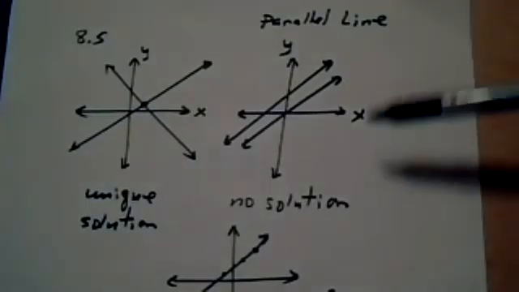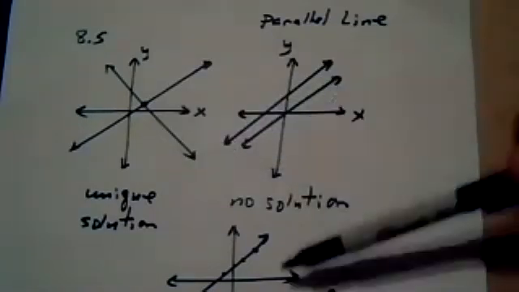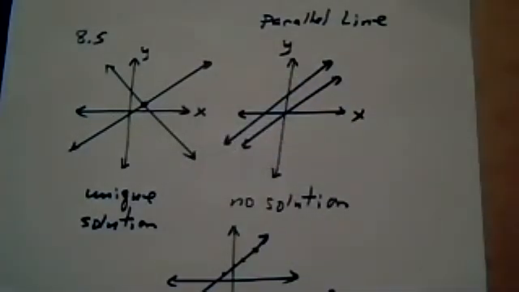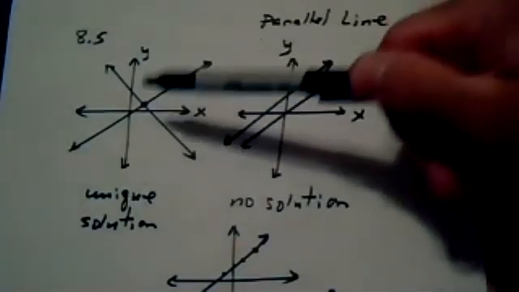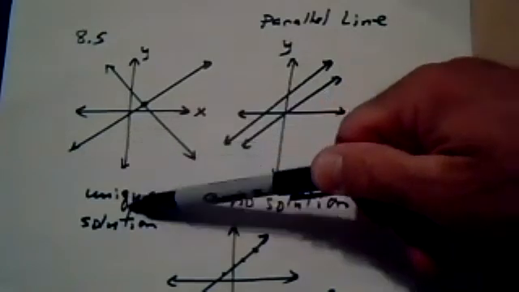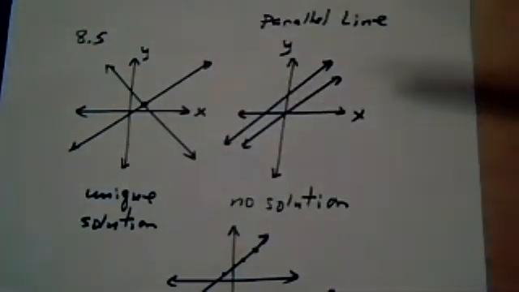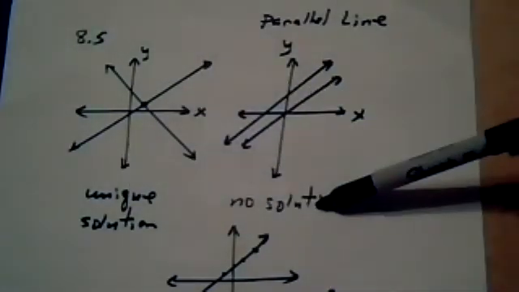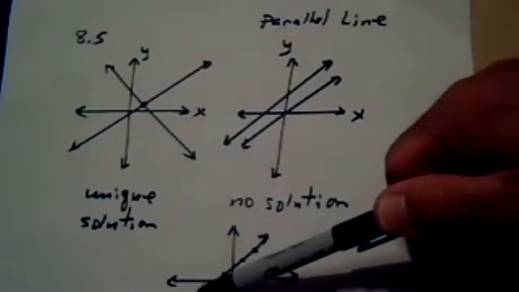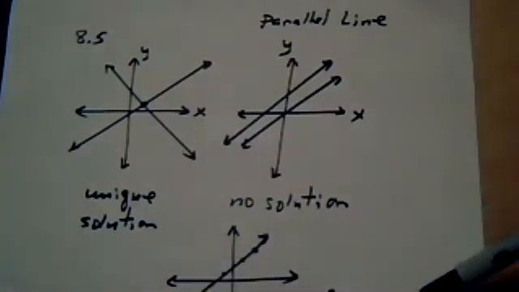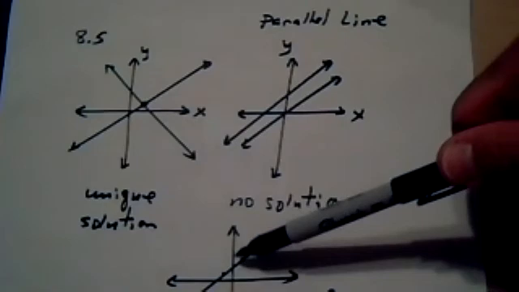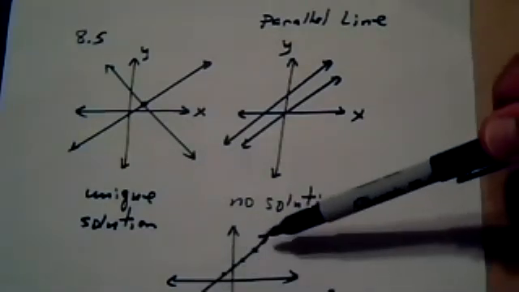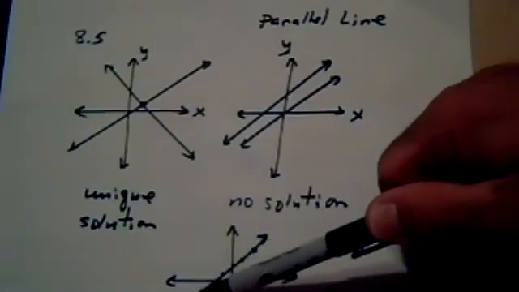Now visually, right here we have three ways the system of equations can turn out to be. Either the lines are going to intersect at one point, like the previous one. They're not going to intersect, that's what we say. Or they intersect everywhere. Then we say number of solutions.